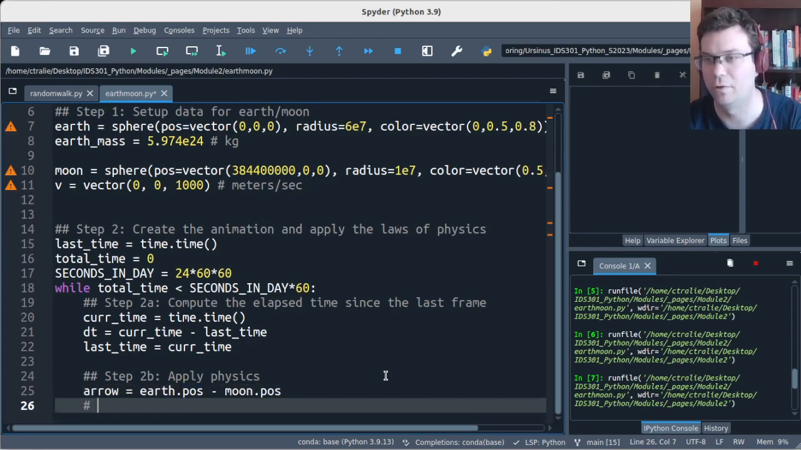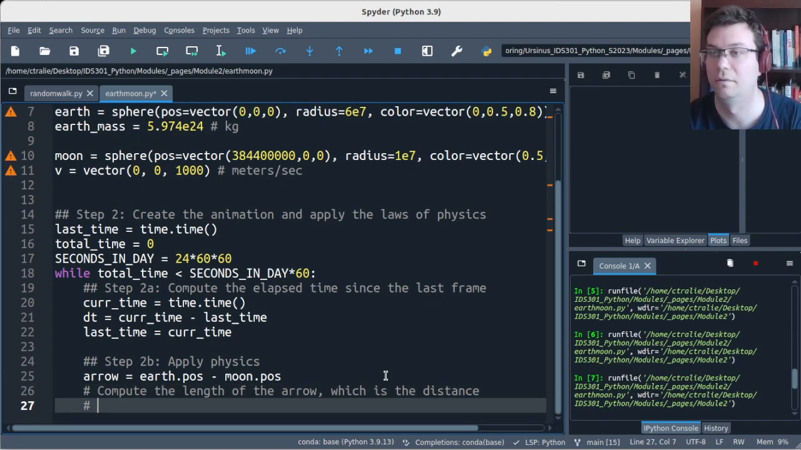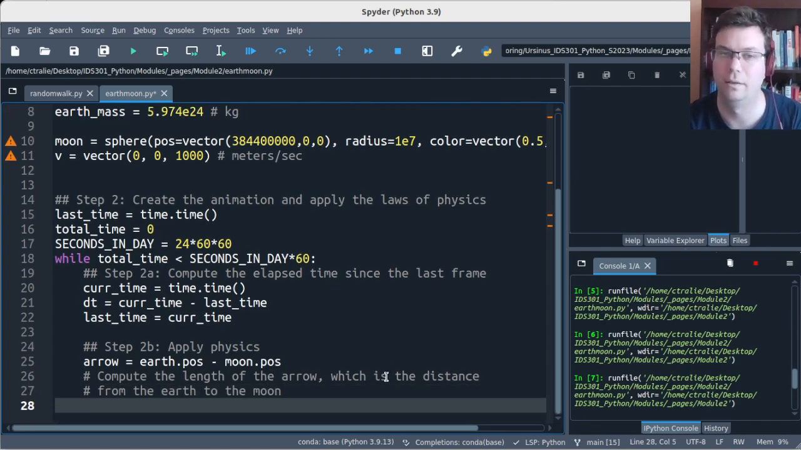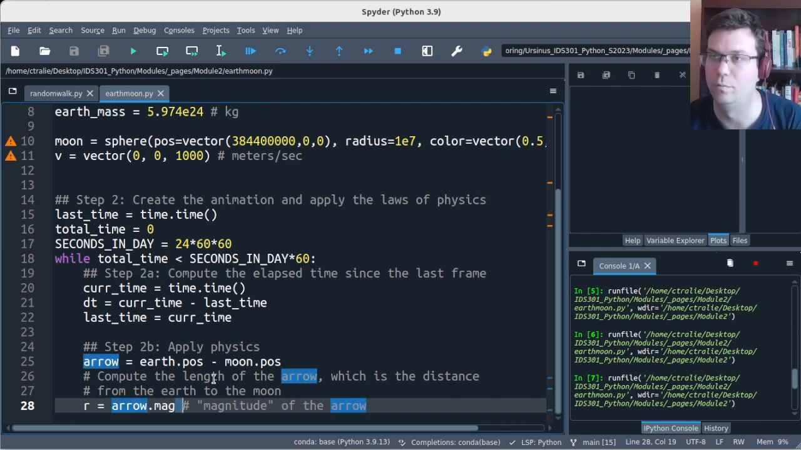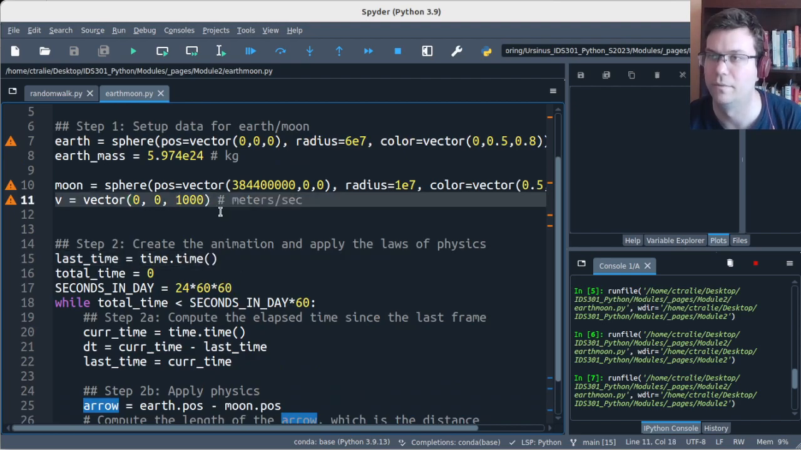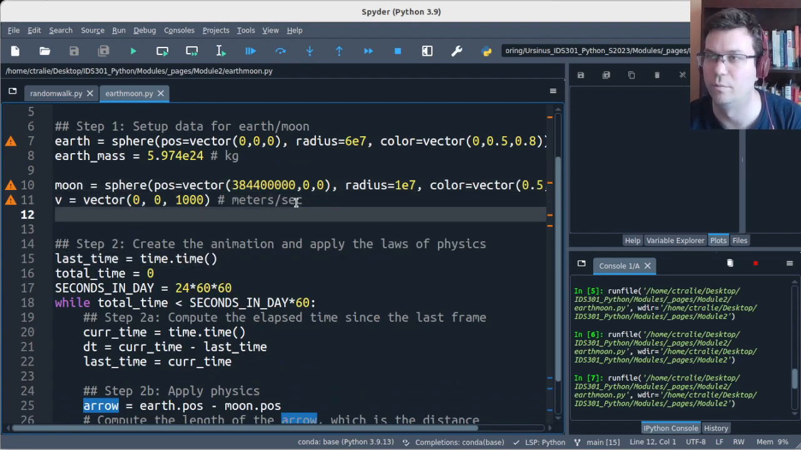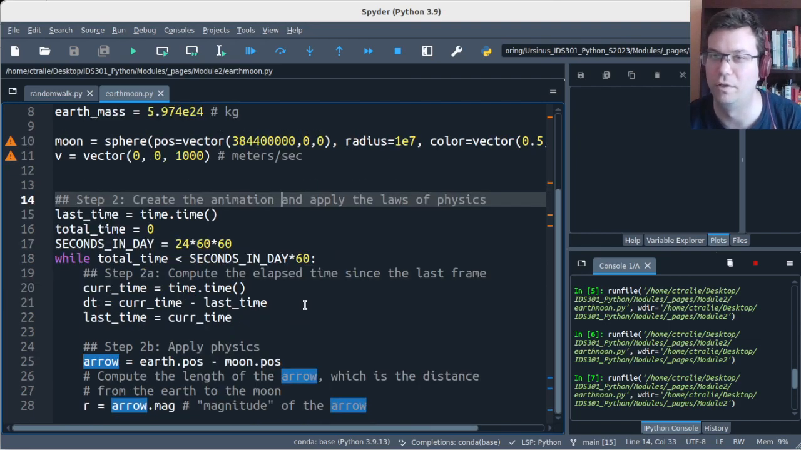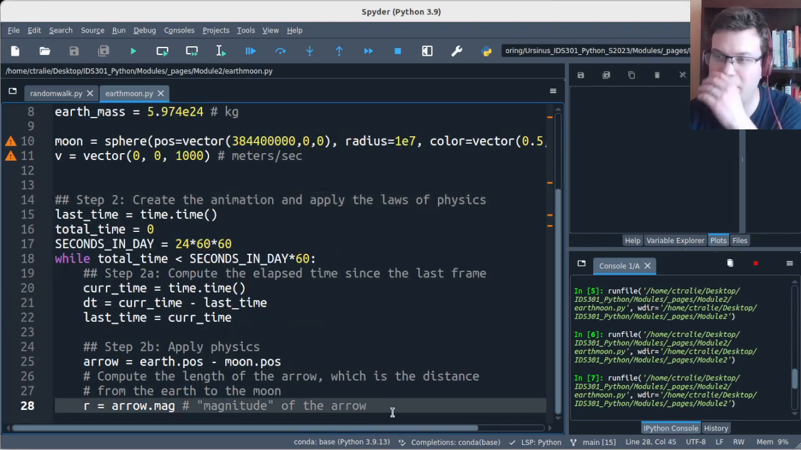Okay, great. So we are at the stage where I had figured out this arrow. From that arrow, I can also compute the length of the arrow, which is the distance from the Earth to the moon. And to do that, I'll call it r, and that's arrow.mag. So distance is also referred to as the magnitude of the arrow. This is the distance from the Earth to the moon, and it starts out as this very large number, 384.4 million meters. All right, so that's what the distance starts off at.